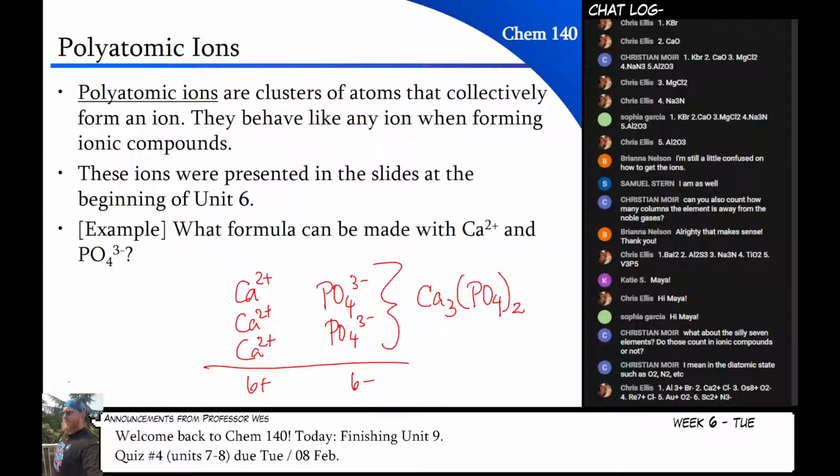Note that the parentheses are required. If you don't have parentheses for a polyatomic ion, then it looks like I have 42 oxygens now, and that's very obviously wrong. So you should get something like that.